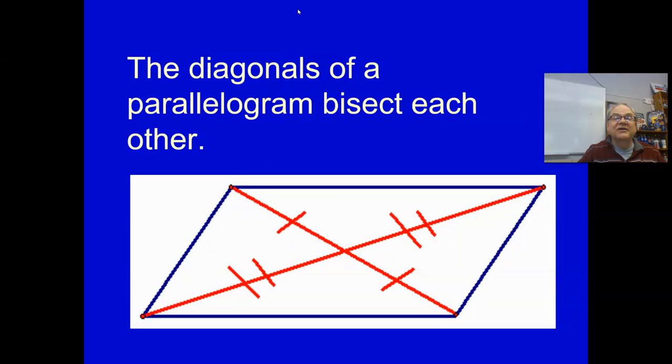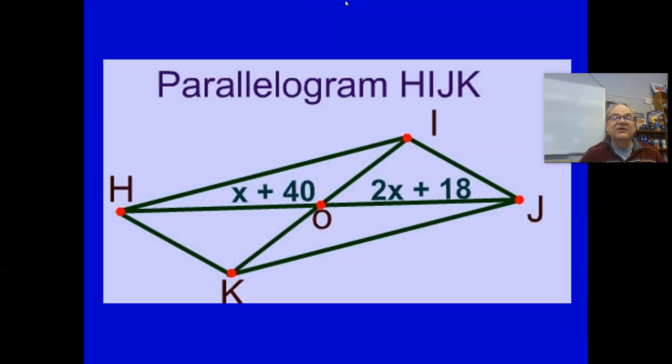Also true in parallelograms is that the diagonals bisect each other. They cut each other in half. If you draw in the two diagonals going across a parallelogram, they always end up dividing each other equally. And so again, if you saw a picture like this, you would know that x plus 40 must equal 2x plus 18. And again, you would want to get your numbers on one side and your variables on the other. I think when we solve this, you're going to end up with 22 as what x would have to equal.